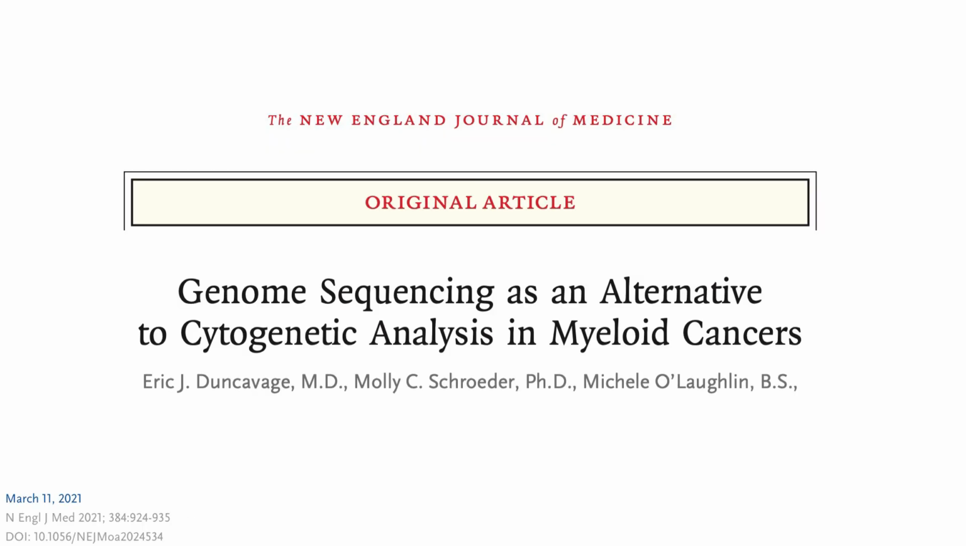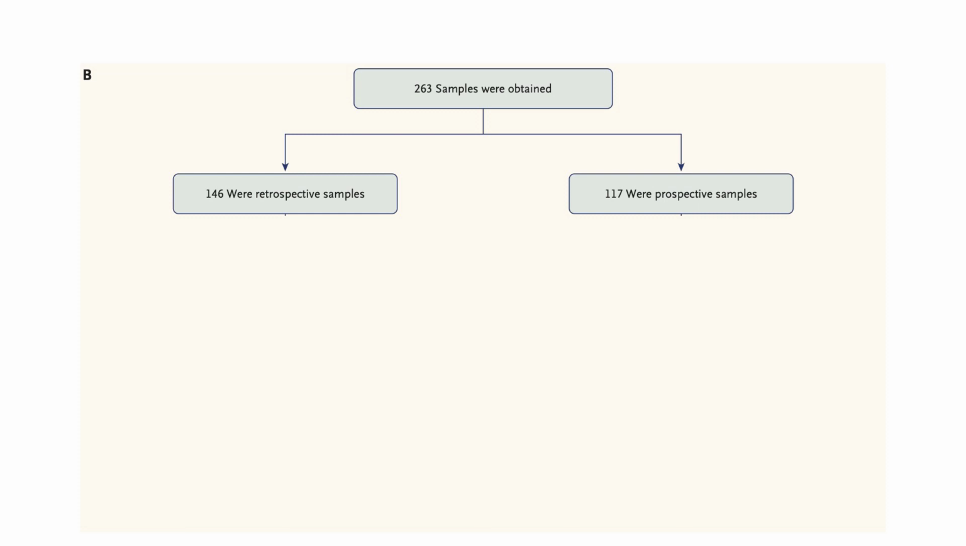And this is a seminal paper published last year, and I had the pleasure to present it in one of the workshops to the Saudi Society. Published in the New England Journal in March 2021. Basically, they used this method as an alternative to cytogenetic analysis in myeloid cancers. They have retrospective and prospective samples, a combination of AML and MDS, and 117 cases in the retrospective set. They compared it with FISH and karyotyping as well as targeted sequencing.